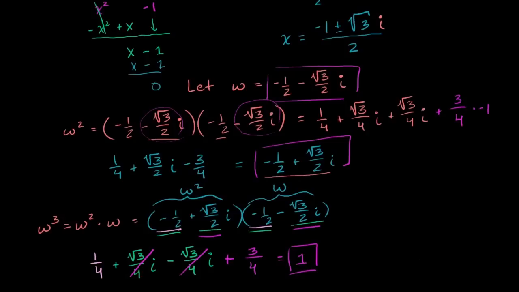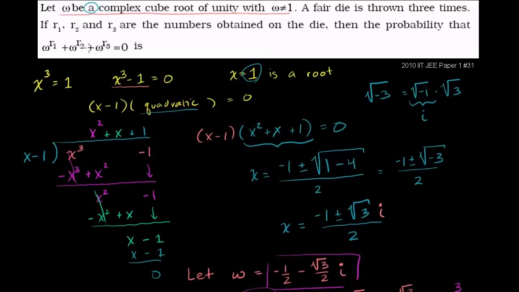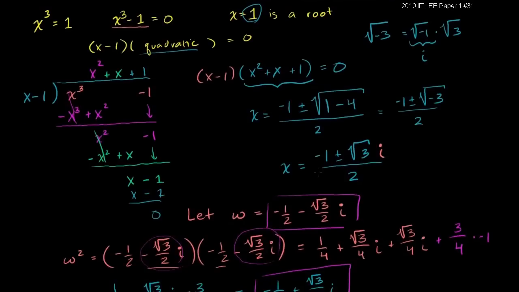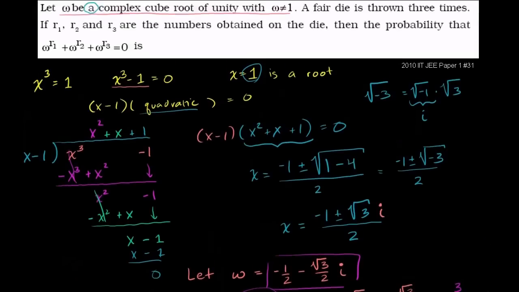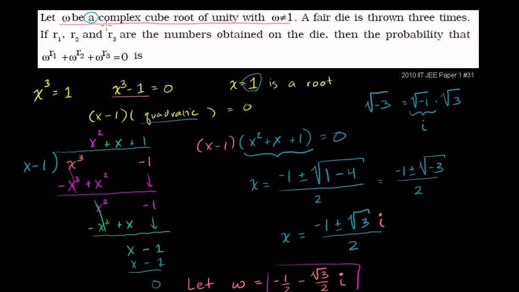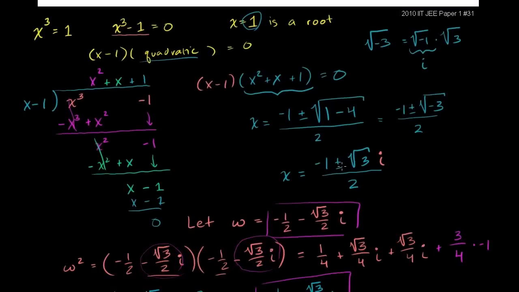In the last video, we started on this problem right here, where we said, let omega be a complex cube root of unity, and omega cannot be equal to 1. And so we figured out what all of the complex cube roots of unity were. We knew that 1 was one of them, and we used that to factor out this third degree equation right over here. And we figured out the other cube roots of unity were negative 1 plus or minus the square root of 3i over 2. The problem said let omega be a complex cube root of unity, so I just picked it to be the negative version. So I said let omega be this thing right over here.